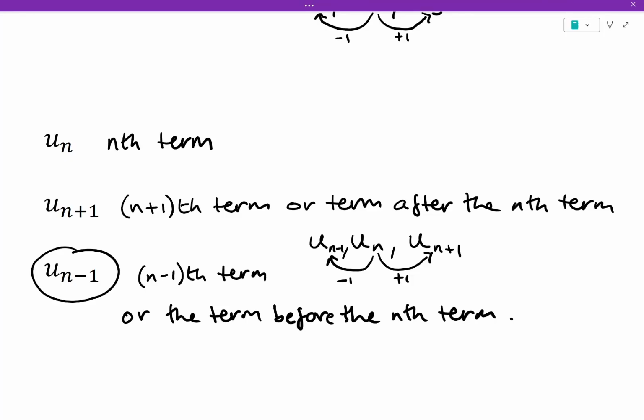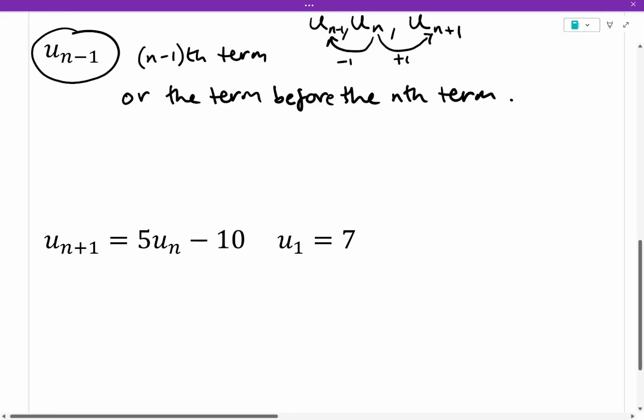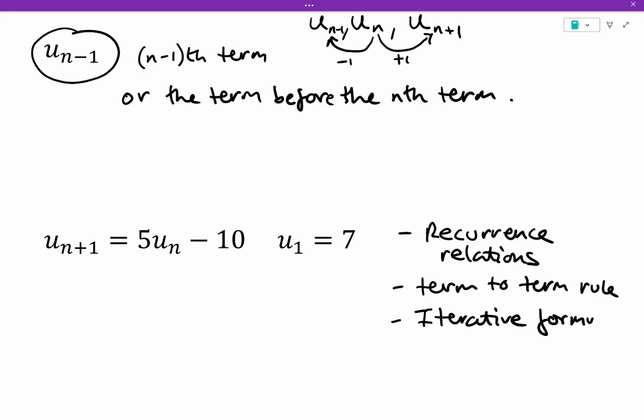Now let's look at what a recurrence relation is. So this is an example of a recurrence relation. That is one name we can give to this. Some other names that we can give to what is written here: you could call it a term-to-term rule, or it could be called an iterative formula. The main phrase we will use will be recurrence relations when we're working through these videos.